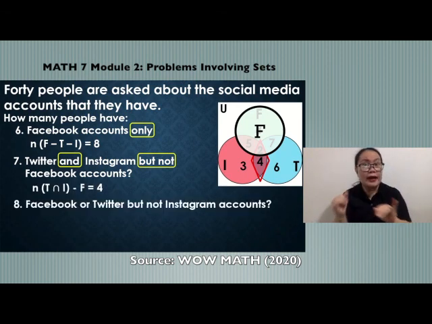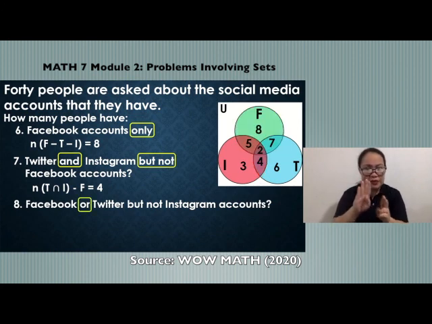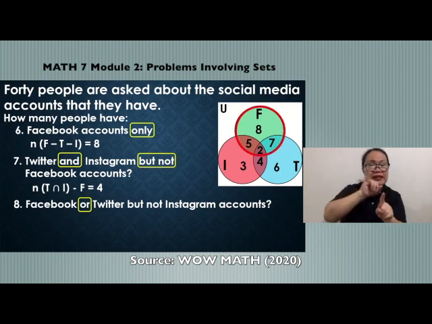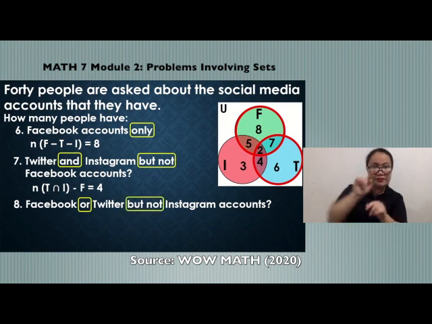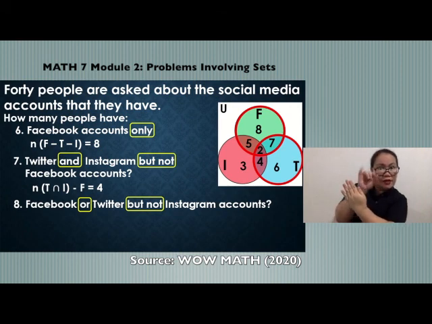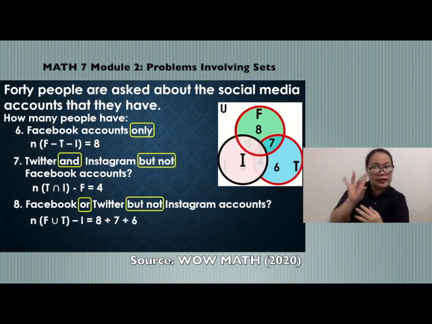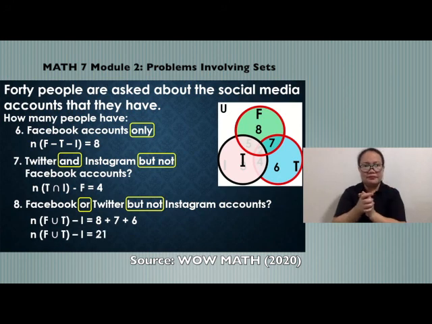Next, Facebook or Twitter but not Instagram account. So, we have the word or. That means union. We combine the elements of Facebook and Twitter. So, we have these two, but not. It has a but not, so that means we will not include the elements inside Instagram. So, we cover that. So, we only have 8 plus 7 plus 6. So, we have 21. Okay.